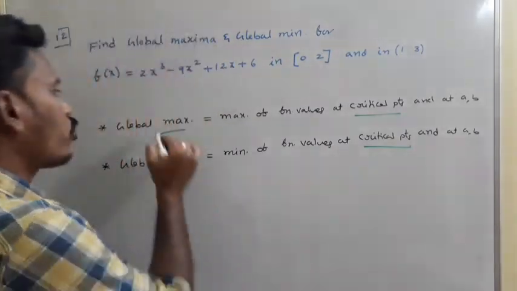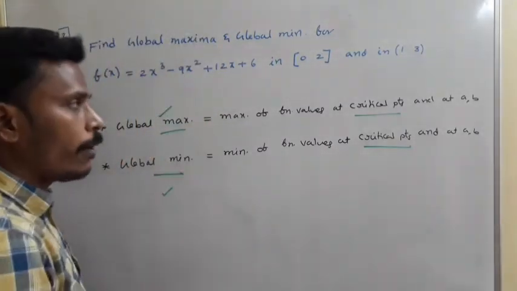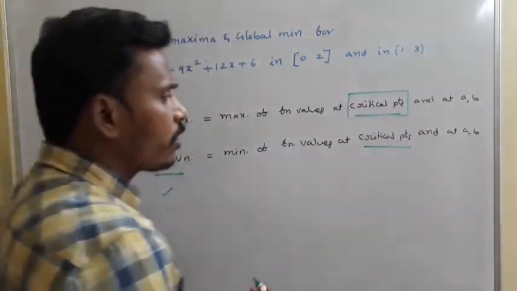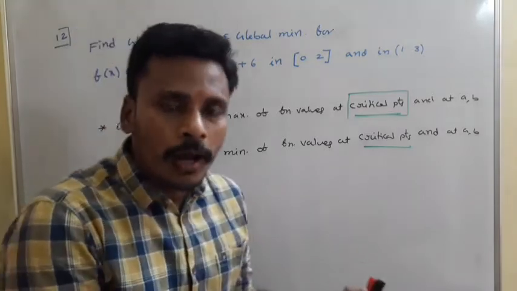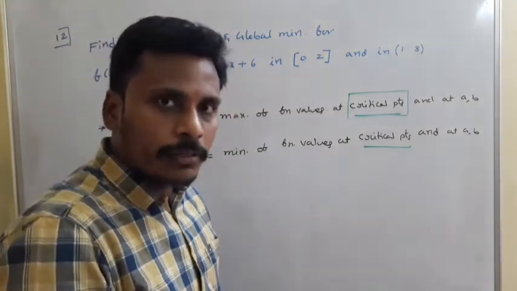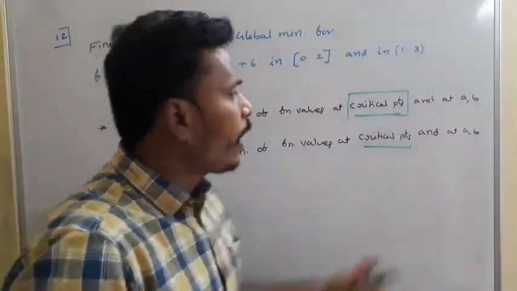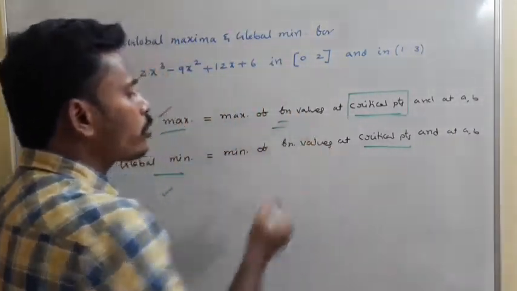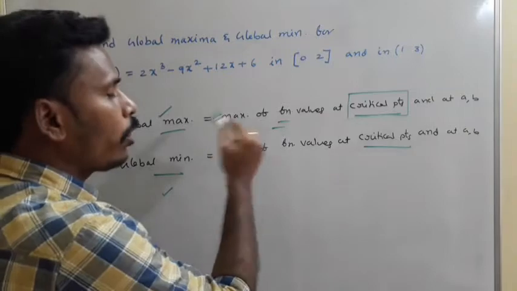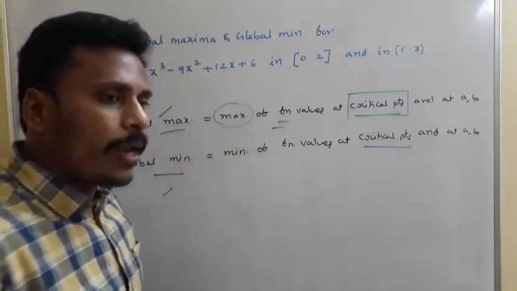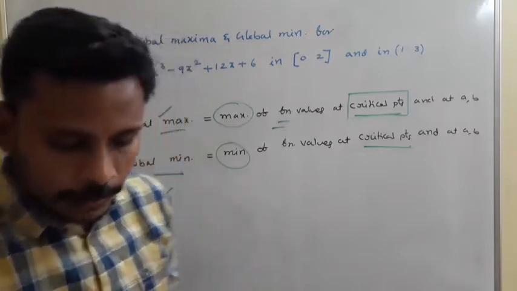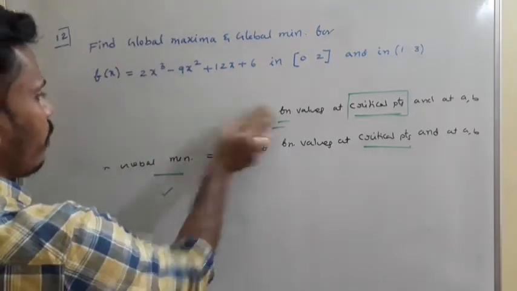So to find the global maxima or global minima, first of all we need to find these critical points. In the sense that we may call them local maxima and local minima points, and at those points along with the ends of the interval we need to find the functional values. Among all those functional values, the maximum one is the global maximum, the minimum one is the global minimum, and I am going to solve an example now.